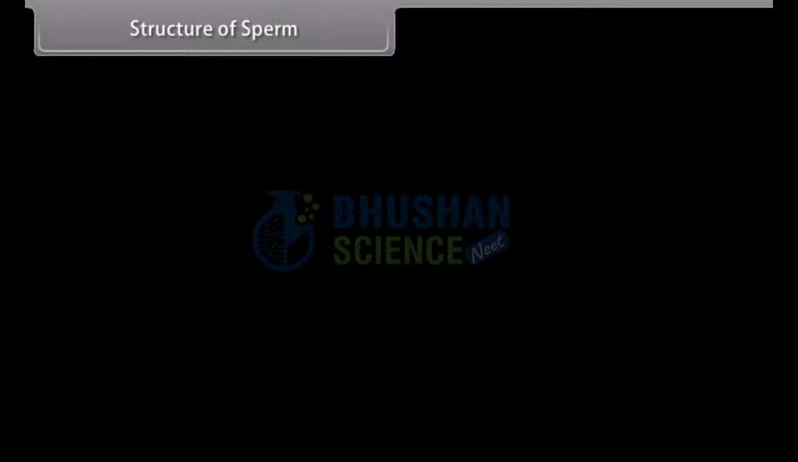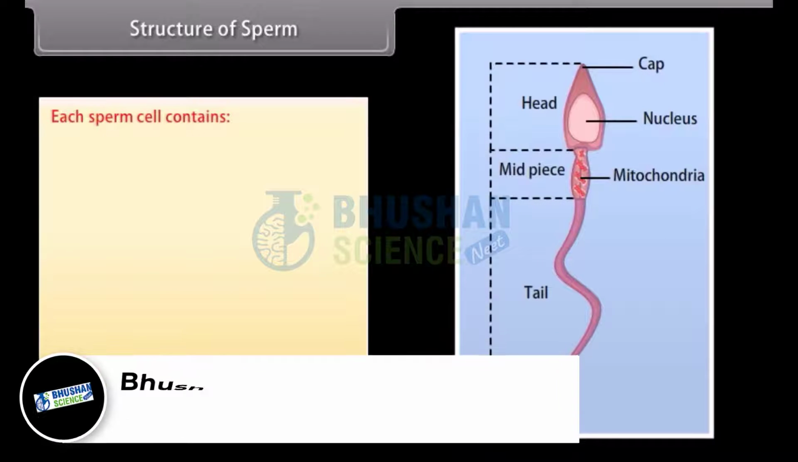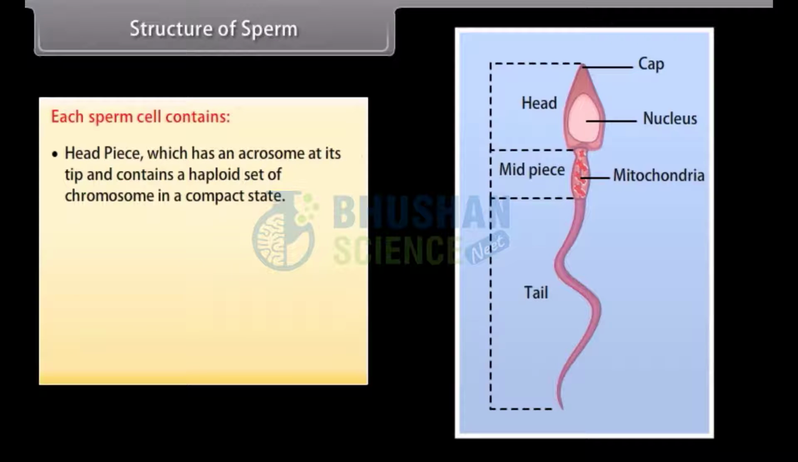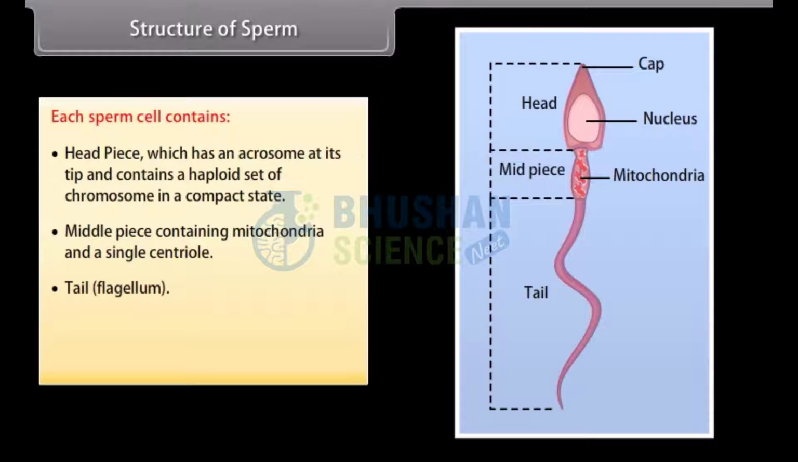Structure of sperm. Each sperm cell contains headpiece, which has an acrosome at its tip and contains a haploid set of chromosome in a compact state. Middle piece containing mitochondria and a single centriole. Tail or flagellum. An adult male produces about 100 million sperms each day.